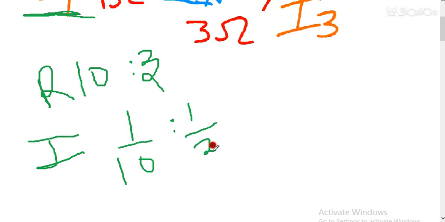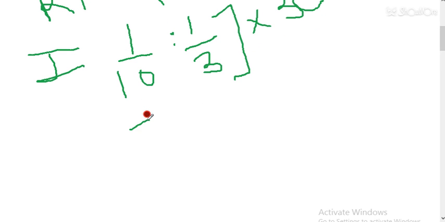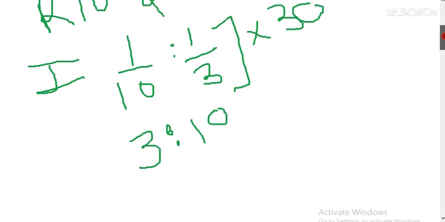LCM of the denominators will be 30, so ratio will come 3 ratio 10. So current ratio will be 3 ratio 10. That I told you, you can directly take the ratio of two resistances and current opposite. In 3 resistances you have to do the calculation. I hope up to this point question is clear.